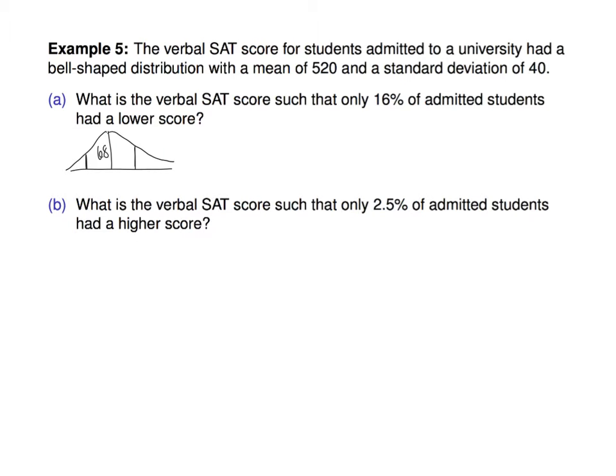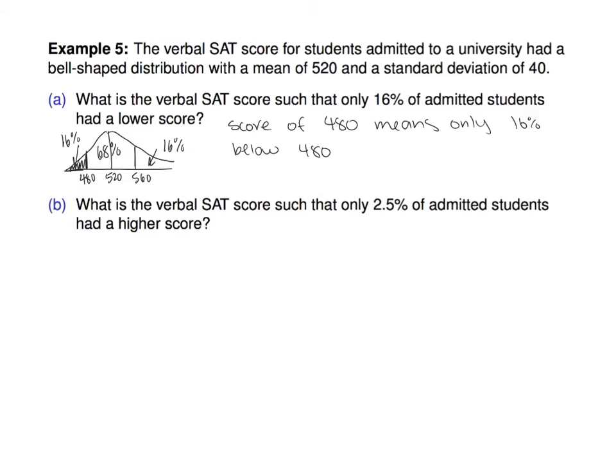Well, you know that 68% fall within plus or minus 1 standard deviation. So that's 520 up to 560 down to 480. And the remaining 32% is half up here and half down there. And then what is the score so that only 16% of people are below you? Well, that is right here. So a score of 480 means only 16% are below 480.